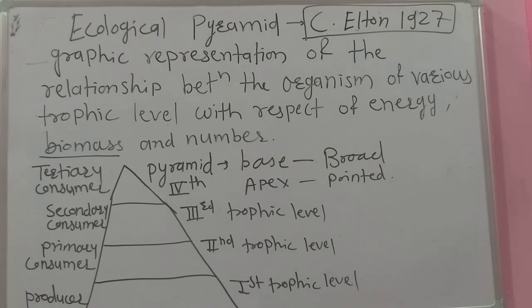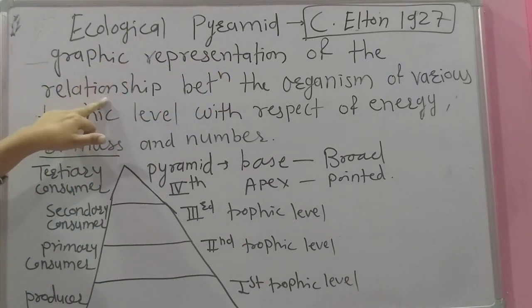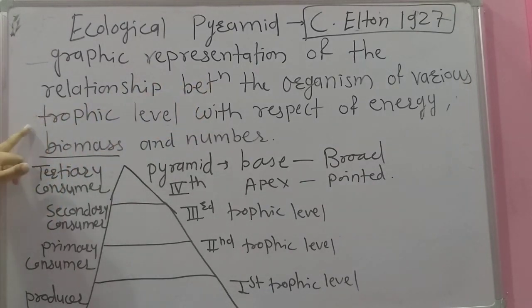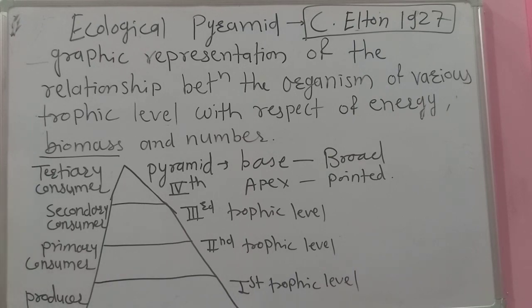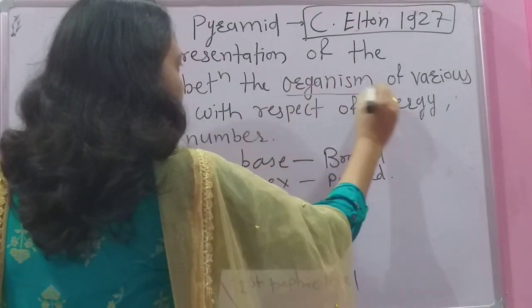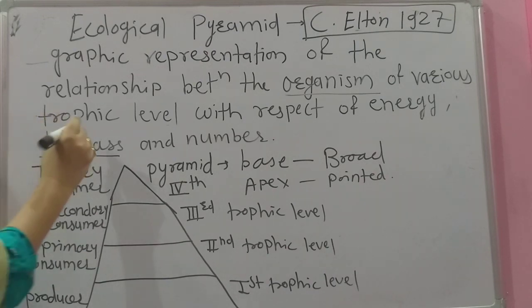Then the definition of the ecological pyramids. The definition is the graphic representation of the relationship between the organisms of various trophic levels with respect to energy, biomass and number. It means this pyramid represents the various types of organisms and the trophic levels.